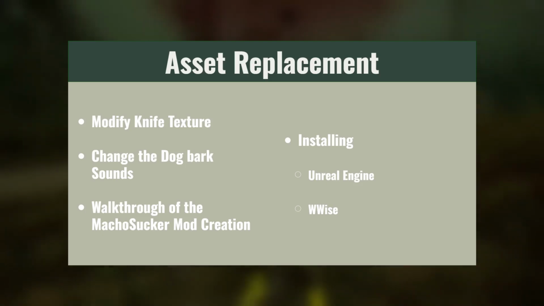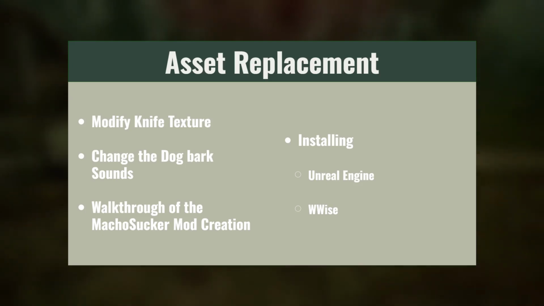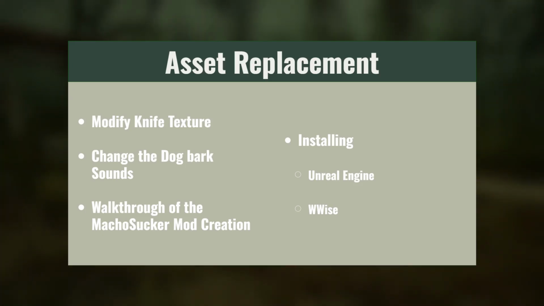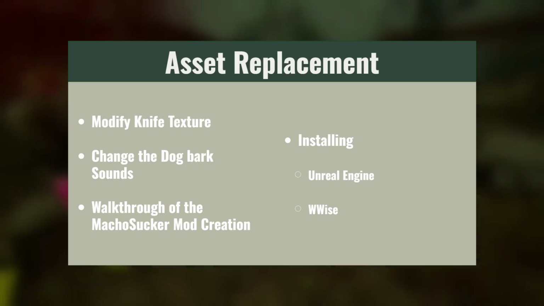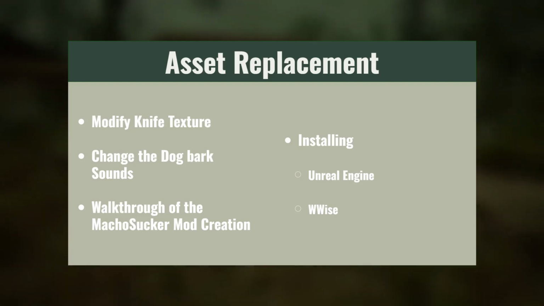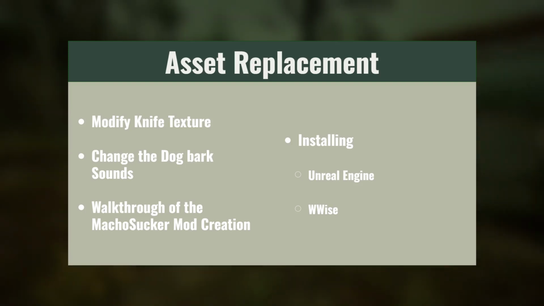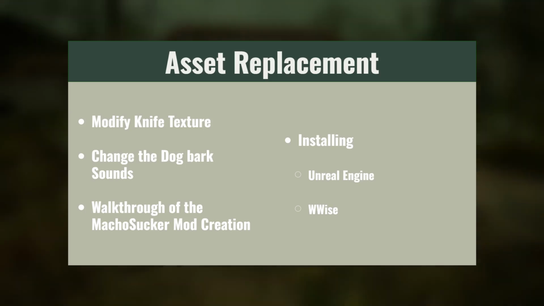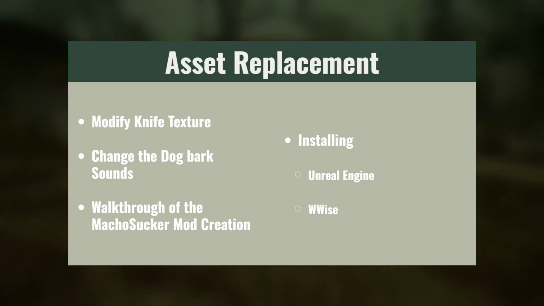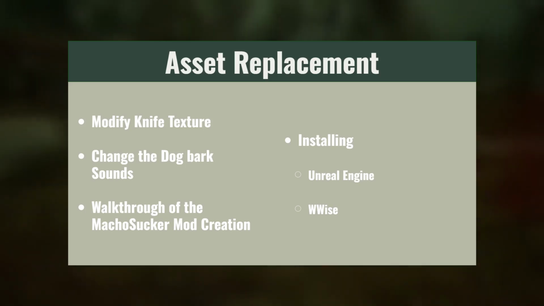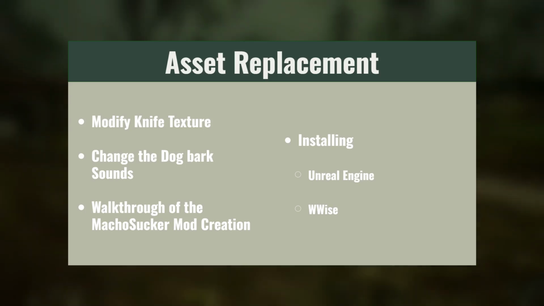We're going to replace a texture, we're going to modify the dog barking sounds, and then finally we'll make a mod that combines both audio and texture editing. We'll also install some new tools. This will be the first where we work with the actual Unreal Engine editor. And then also for audio, we're going to download and set up Wwise so that we can actually convert our audio files into the format that the game is going to require.